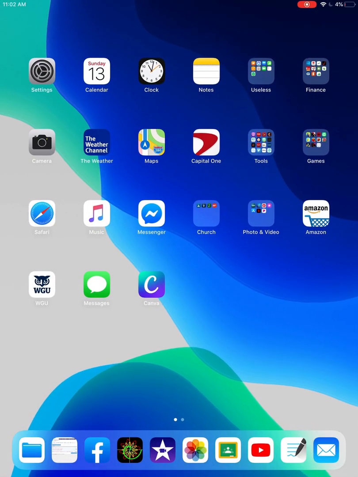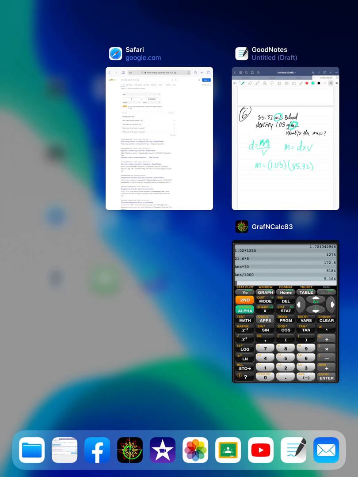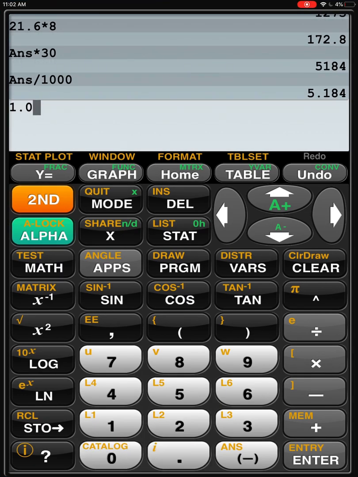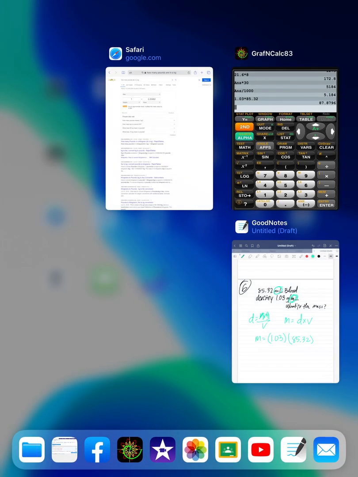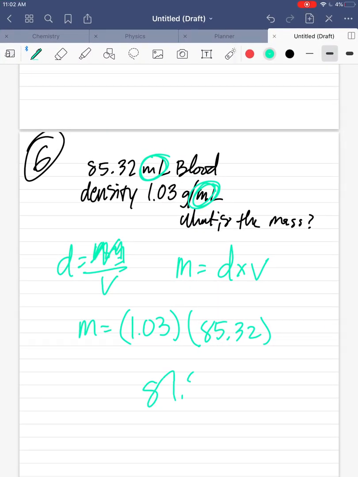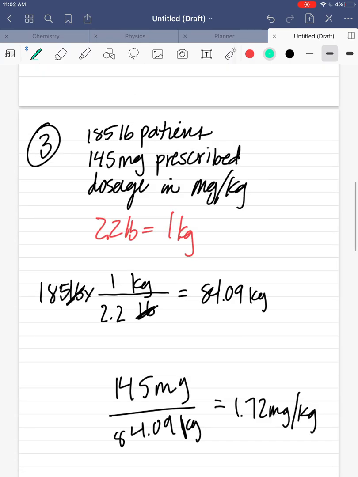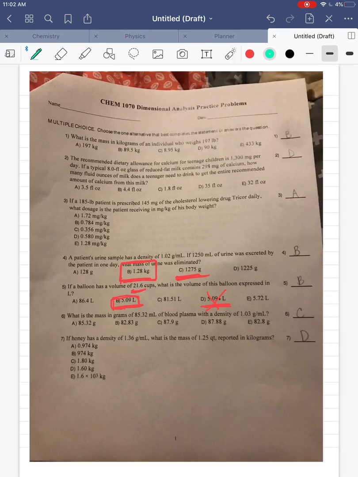1.03 times 85.32. 87.88 is what I'm going to go with. And this is going to be grams, but remember that your answer probably should be in kilograms. Let's see what answer choices we've got. Oh, it gave you everything in grams. Oh, look how nice that was. So yeah, C, that's the closest one.